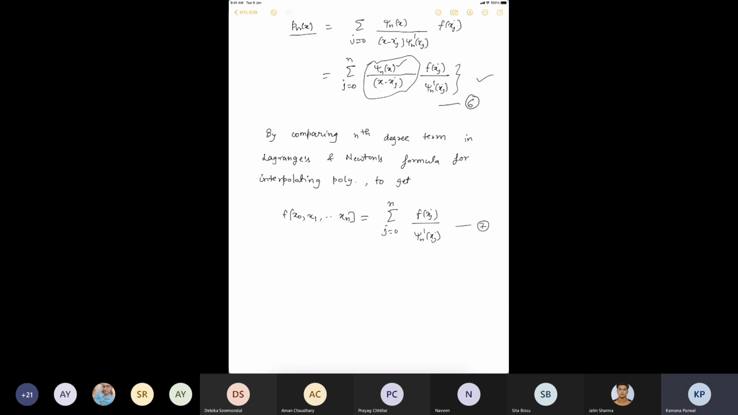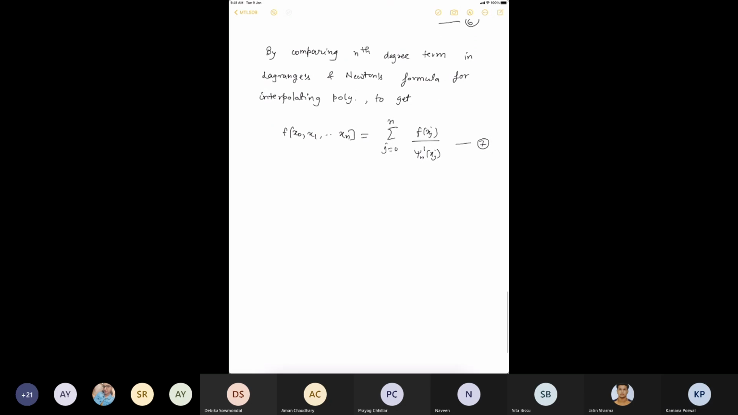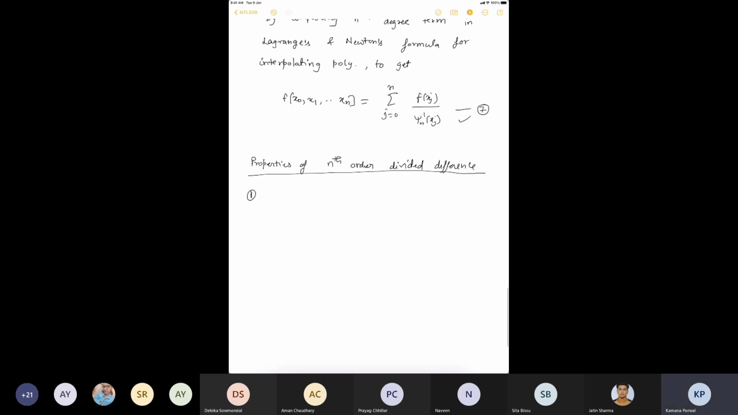So using this formula, I can derive one property of these divided differences. So let's see some properties of this nth order divided difference. First property, I'm just going to observe using this formula which we have obtained. So note that the right hand side is this summation. So let me expand it.